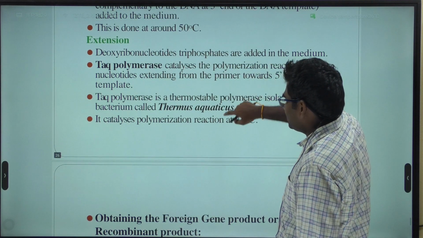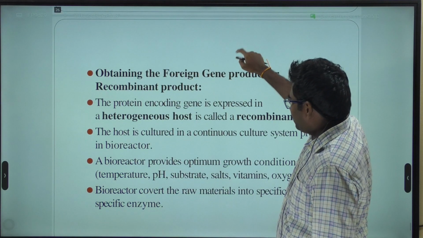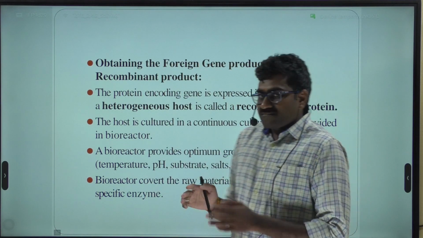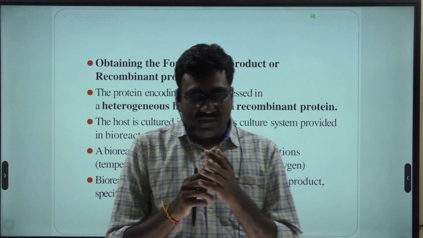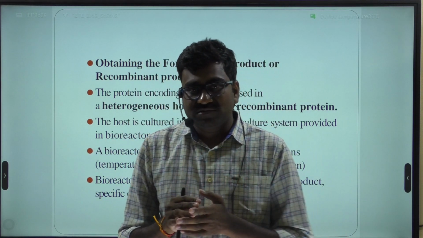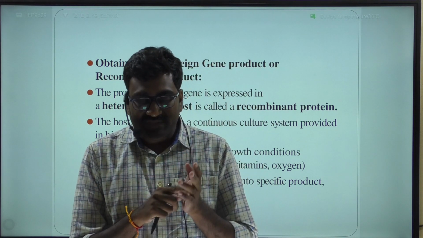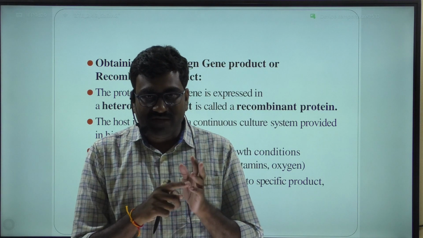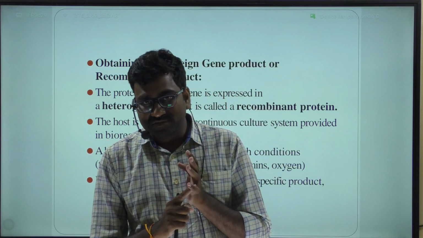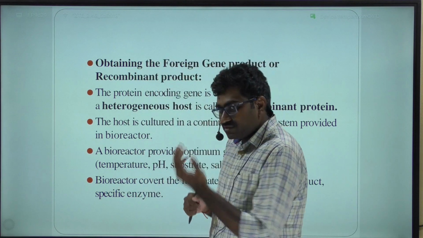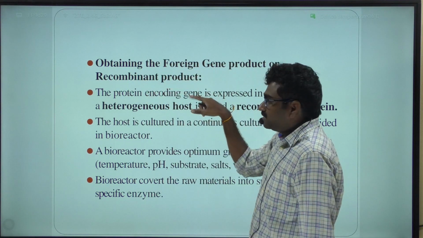So these are the steps: denaturation, annealing, extension. And the next step is the transfer of rDNA into the host. We had already discussed the transfer of rDNA into the host. The methods are heat and cold shock method, microinjection, biolistic method or gene gun method, and another method is the disarmed pathogen. Right. So the next step is obtaining the foreign gene product or recombinant product.